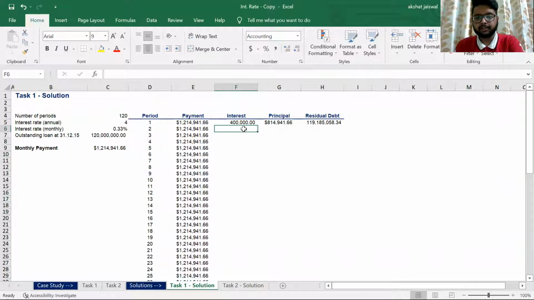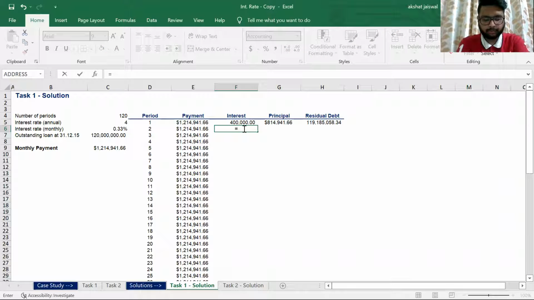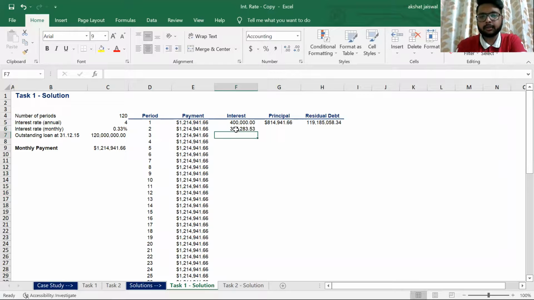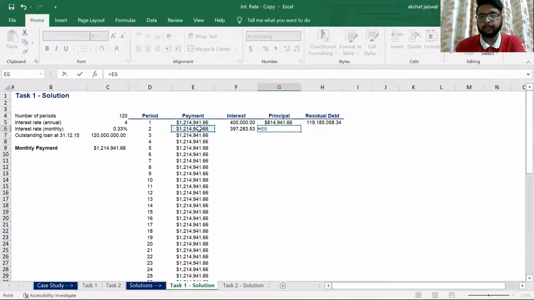And coming on to the interest, it's going to be on the same basis. So which is equal to residual into the interest rate. Okay, click enter. Here the interest rate, and then coming to principal, the formula is equal to payment minus interest. This will be your principal.